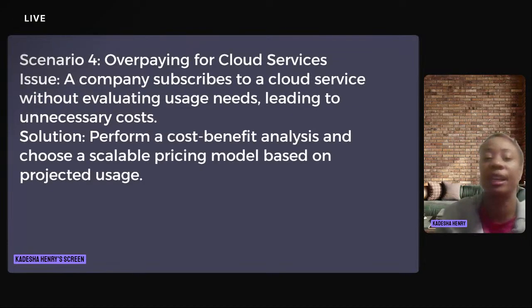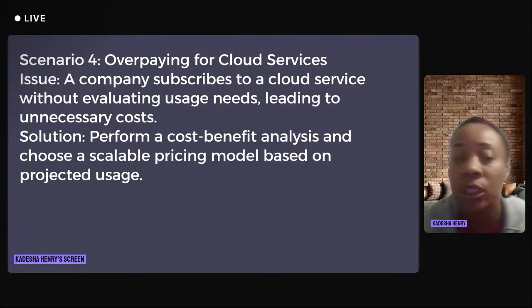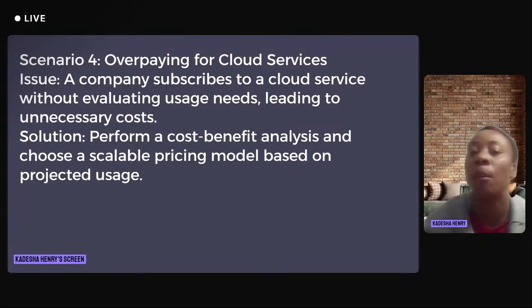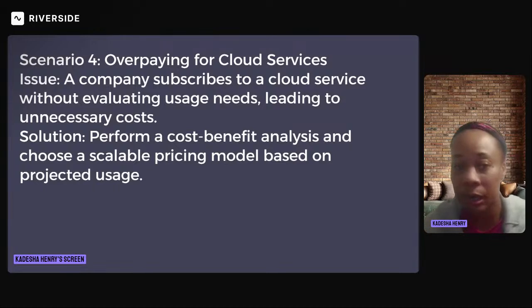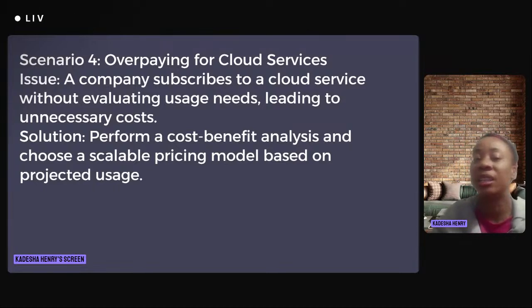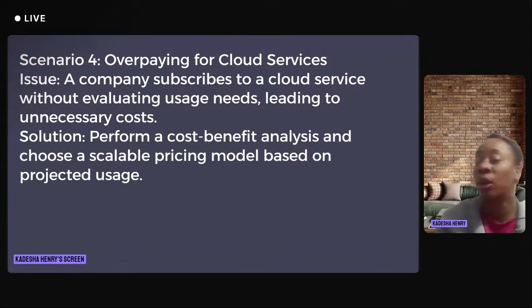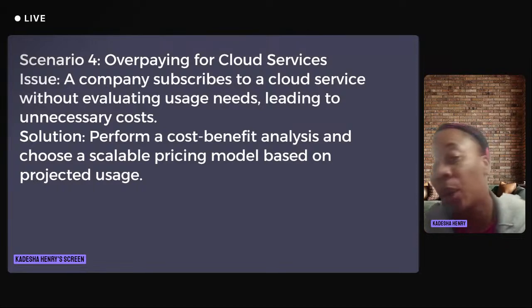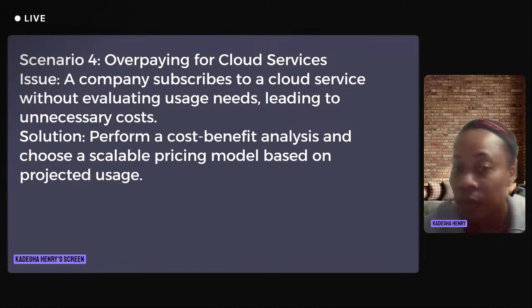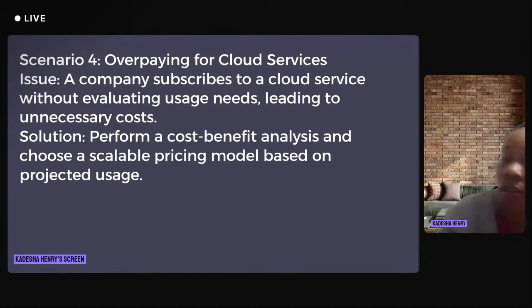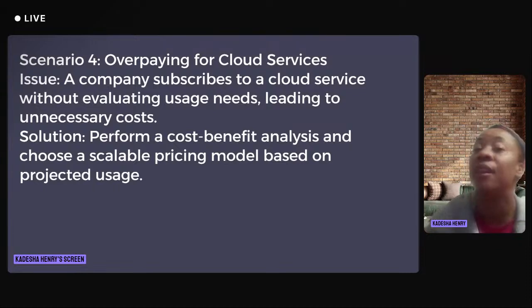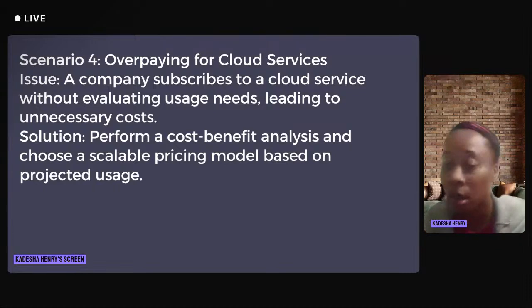Let's look at another one. Overpaying for a cloud service. Issue: a company subscribes to a cloud service without evaluating usage needs, leading to unnecessary costs. So not only are they not following the compliance, but we did something wrong. We didn't evaluate the usage need, and this can lead to unnecessary cost.